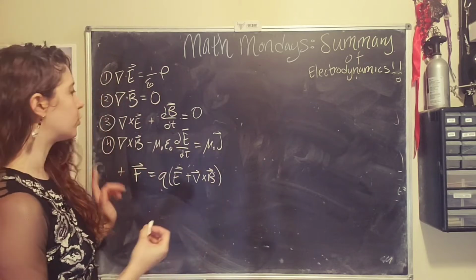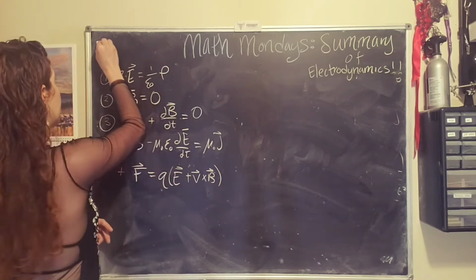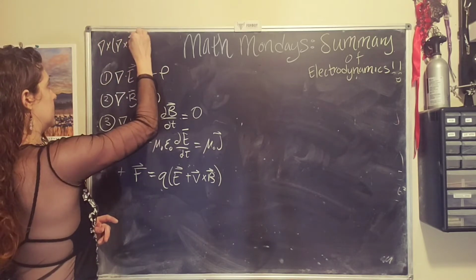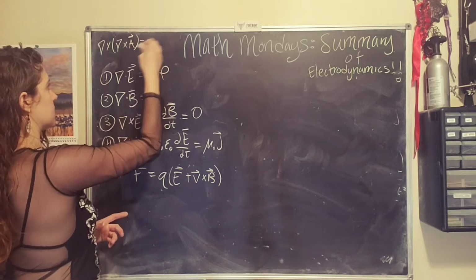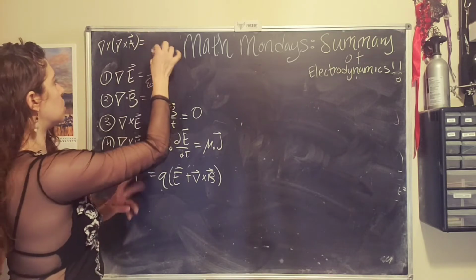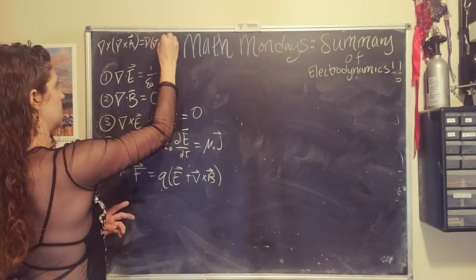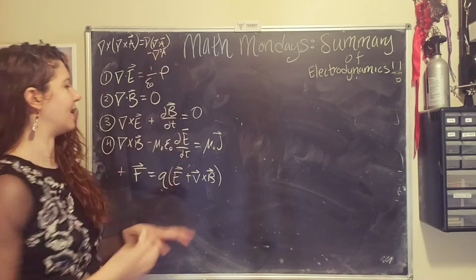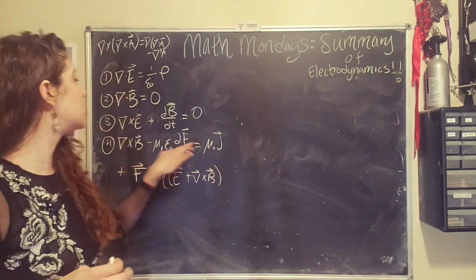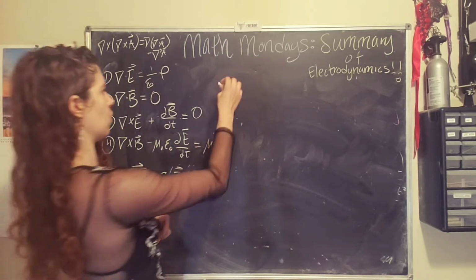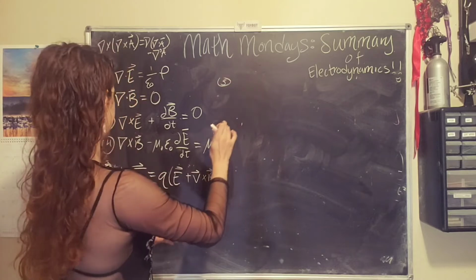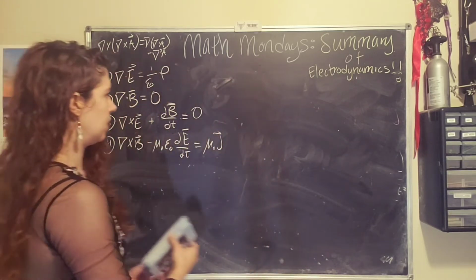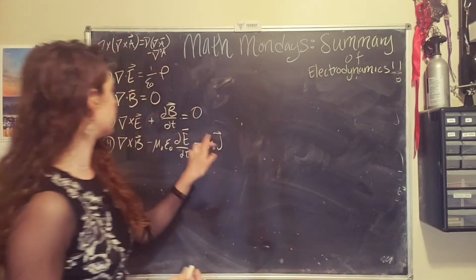Okay, so what we're going to do is use a little math trick where we have del cross del cross some vector A, which is going to simplify to del cross del dot A minus del squared A. We are going to do that to equation 3 and equation 4. I hope that I have enough space here. I'm going to erase the force equation. So first we're going to do number 3.